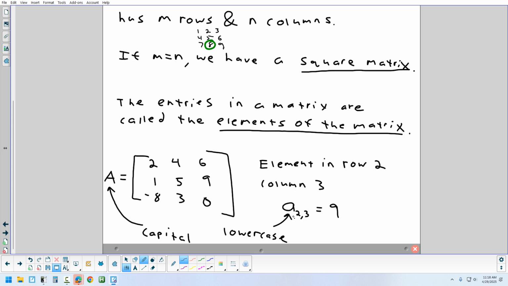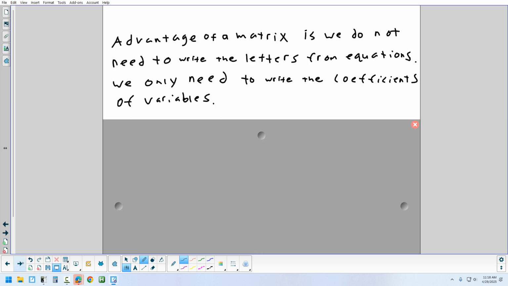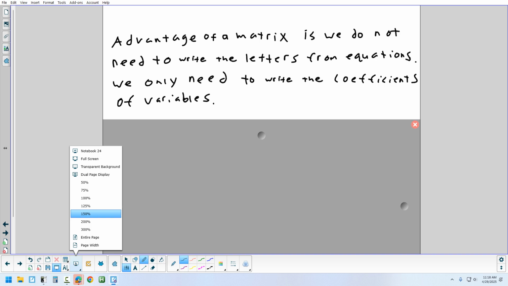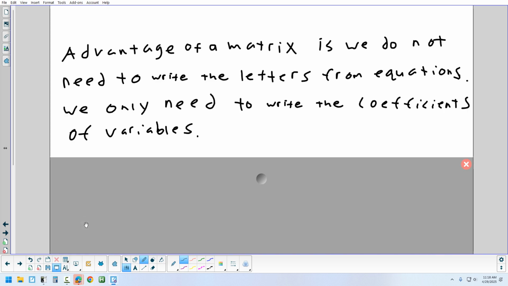Okay. So there's lots of different things you can do with a matrix. Again, a matrix by itself doesn't do anything. It's just a way to organize a bunch of numbers. Now it's what do you do with that matrix? Well, we're going to solve systems. And the advantage to using a matrix to solve a system is you don't need to write down any letters. So all the work that we're going to do, we are not going to be writing down letters. We're only going to be writing down the numbers, specifically the coefficients of the variables.